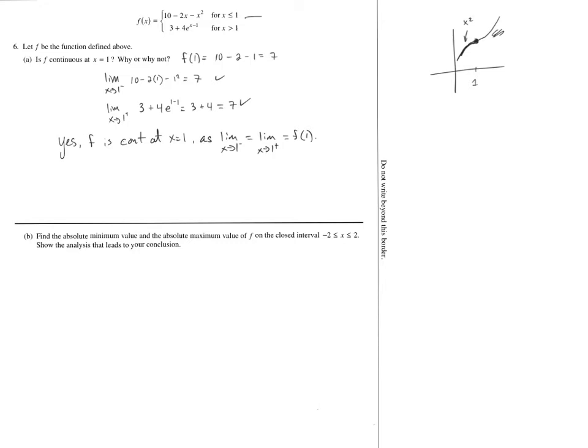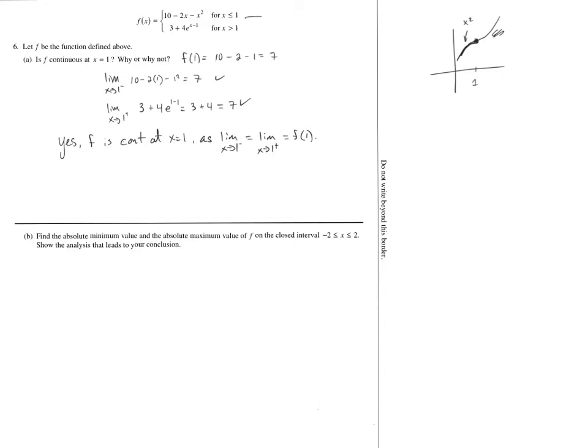Okay, for part B, we're going to try to find an absolute min and an absolute maximum value of f, so we got to make sure we report on the y values, not the x values that get those y values, on a closed interval between -2 and 2, and show the analysis that leads to your conclusion. So when you hear absolute min and absolute max and you see closed interval, that should be a dead giveaway that we're going to need to check our endpoints.